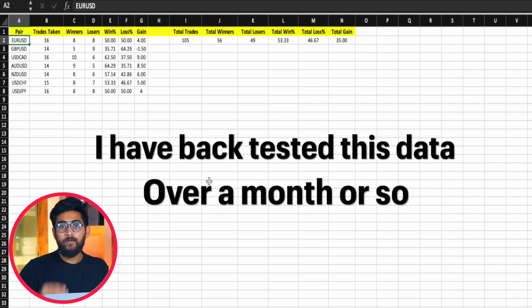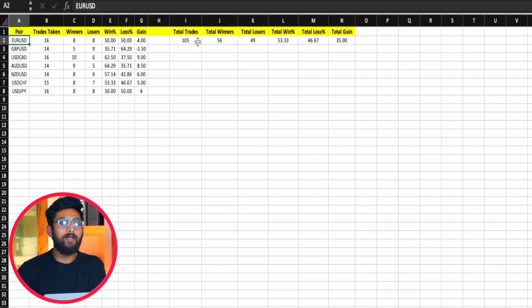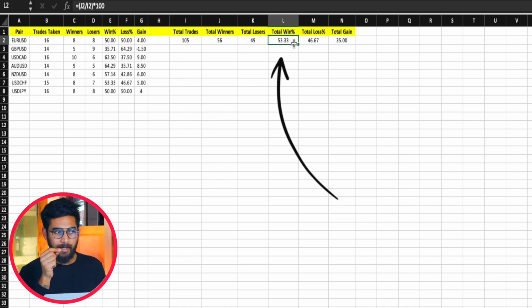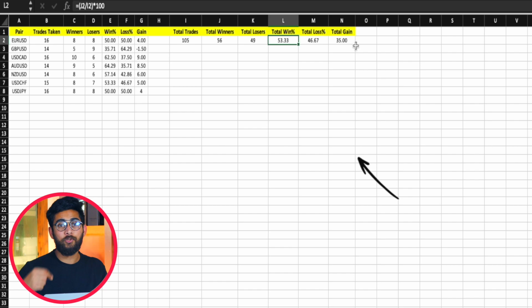In front of you is the backtest data of the strategy I'm going to tell you about in this video. I backtested this strategy over a month or so and got 105 valid trades with a 53.33% win rate, as you can see, and netted around 35% within a short span by risking just 1% on each trade. So if you like what you see and want to learn this completely rule-based forex day trading strategy, then stick around until the end.